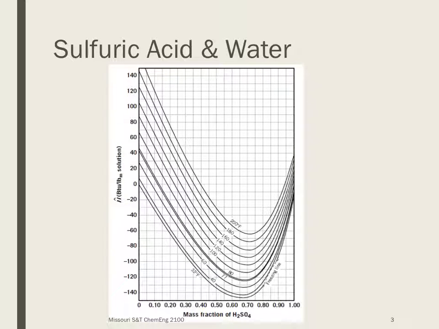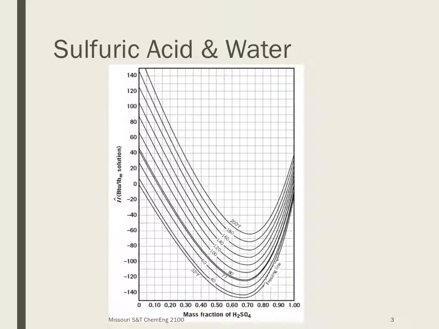First case we want to look at is sulfuric acid and water, and there's more data in your book. I'm only going to really emphasize just one or two of these systems. The data is similar, although it's presented very differently. It could be in a table form, and there are different styles of graphs that might be used.